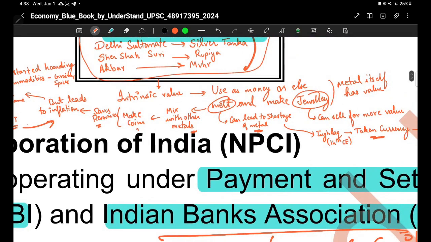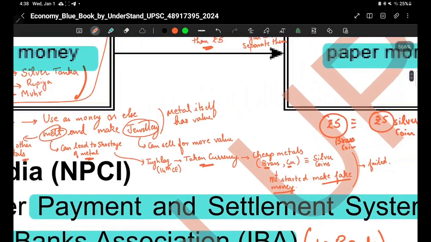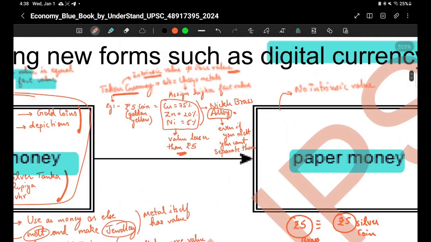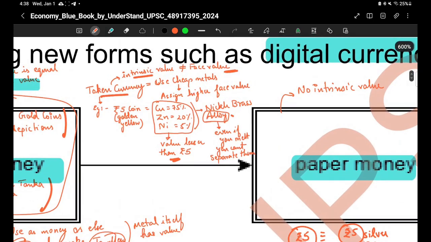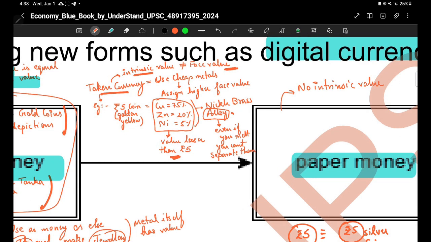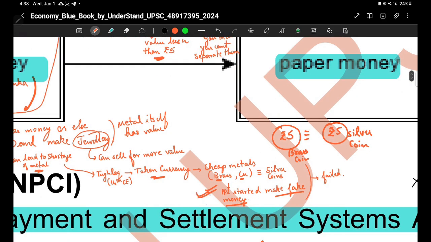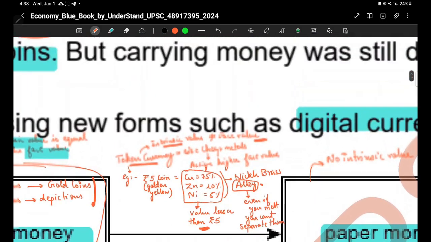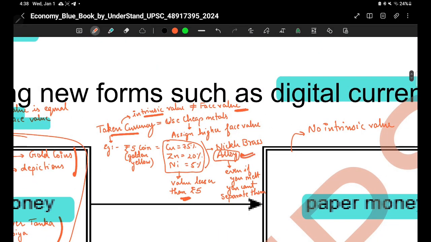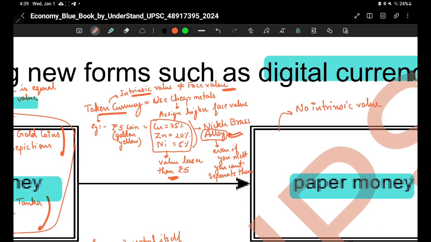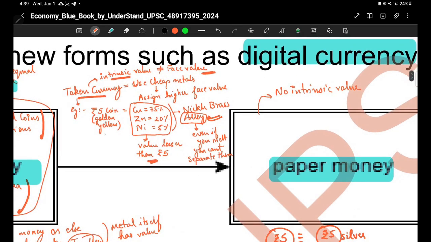And there's another problem of full-bodied coins. Okay, I hope you understood full-bodied coins. So the solution is token currency. In token currency, in Tughlaq's case, people could separate the constituents of the cheap metals. But what we have done is we made an alloy, right? An alloy cannot be separated. So that's why token currency is better than full-bodied coins.